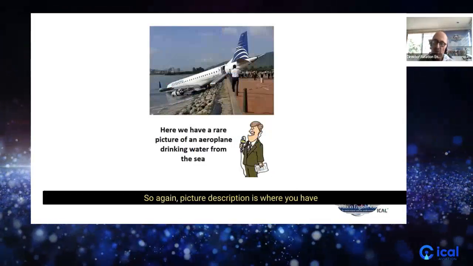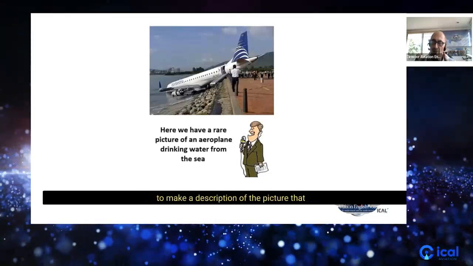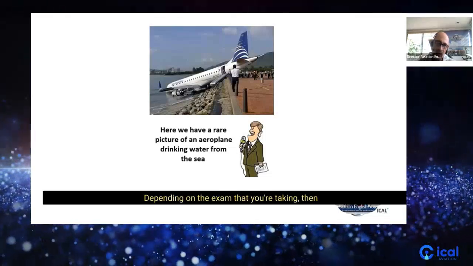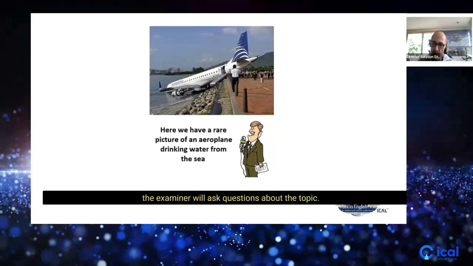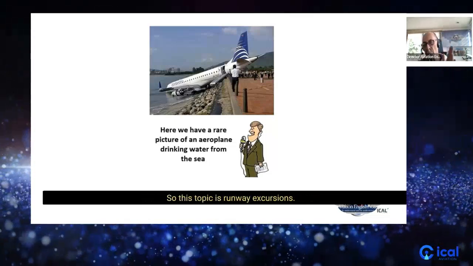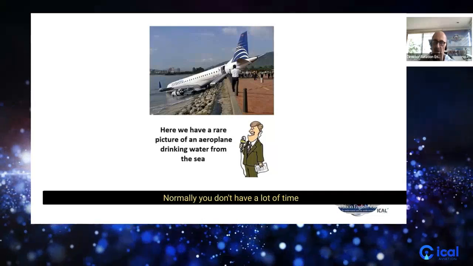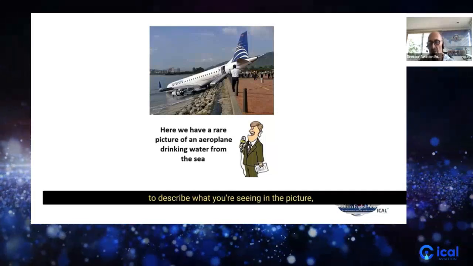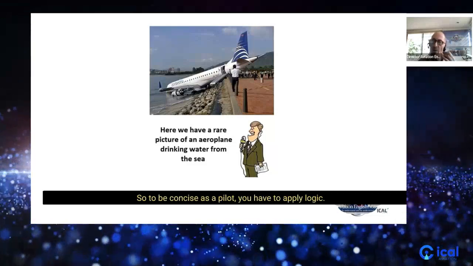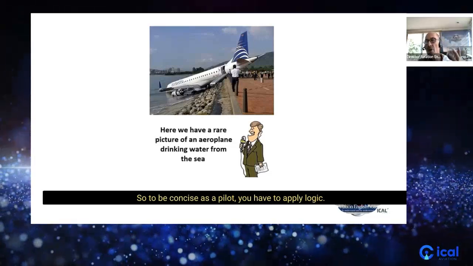So again, picture description is where you have to make a description of the picture that you see in front of you. Depending on the exam that you're taking, the examiner will ask questions about the topic. So this topic is runway excursions. Normally, you don't have a lot of time to describe what you're seeing in the picture, so you have to be concise. To be concise as a pilot, you have to apply logic.